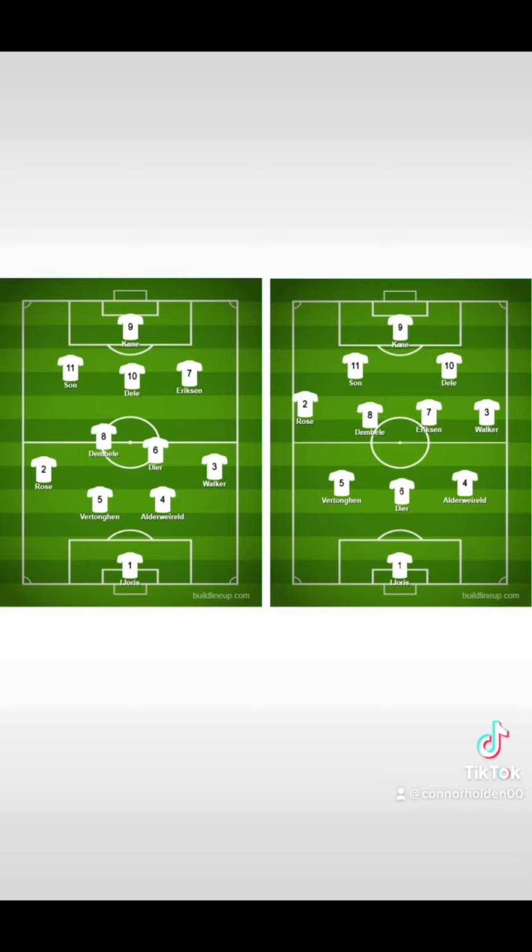On the left, you can see the 4-2-3-1 that they deployed from the start of games. And on the right, you can see the 3-4-2-1 that Pochettino liked to change to throughout the games.